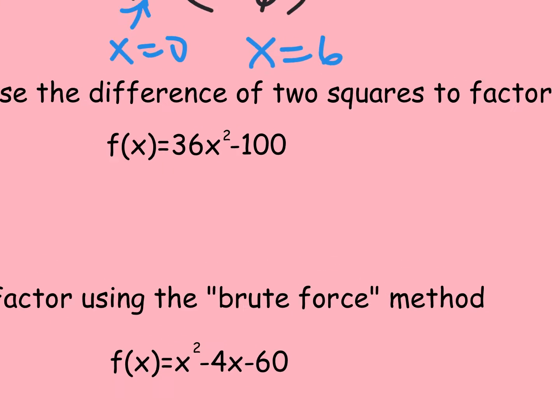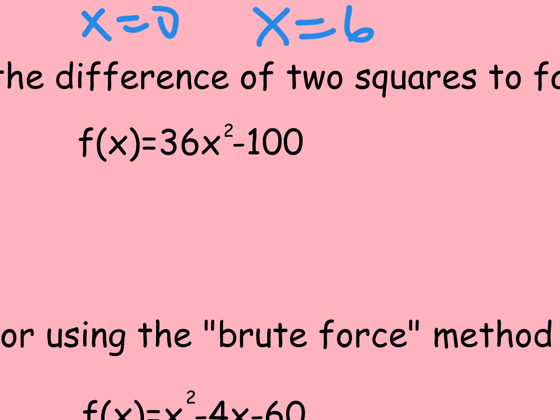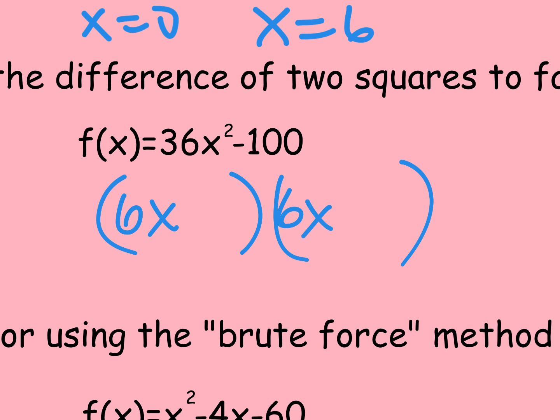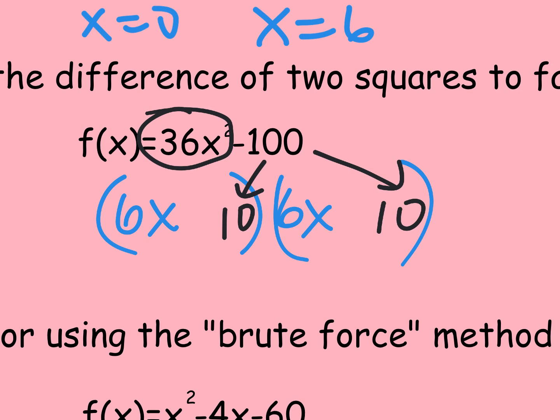All right, how about this one? A lot of people, I didn't really talk about this very much, and a few people asked me about it, but maybe I haven't done enough of these. This is 6x, and this is 6x. Think about why. Because it needs to make 36x squared. And then, what's the 100 break up into? What goes here and here? Come on, you can do this. 10 and 10, yeah. 10 times 10 makes 100.